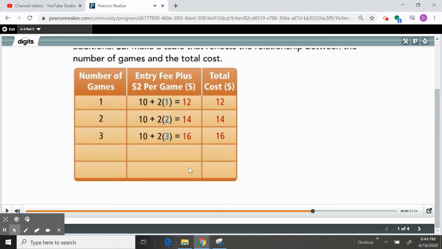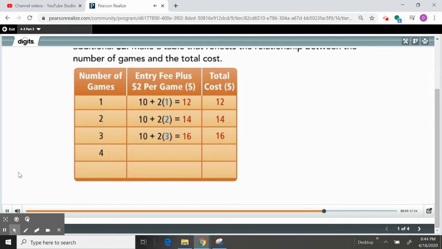Okay, so they went through that one quick. Does that make sense? $10 again to get in, plus $2 for each game, and you played 3 of them. 2 times 3 is 6, and 10 plus 6 does equal 16. So imagine if you played 4 games and 5 games. What do you think would show up in these boxes here and the total?